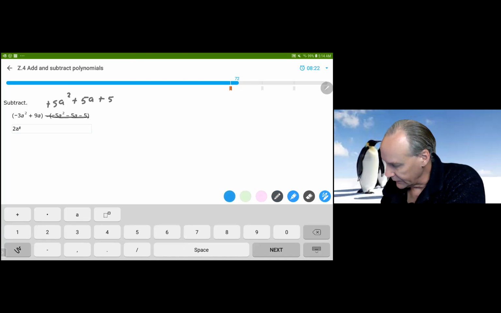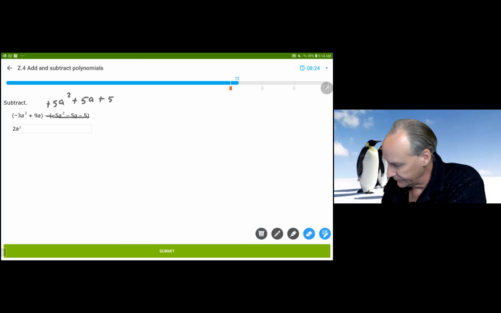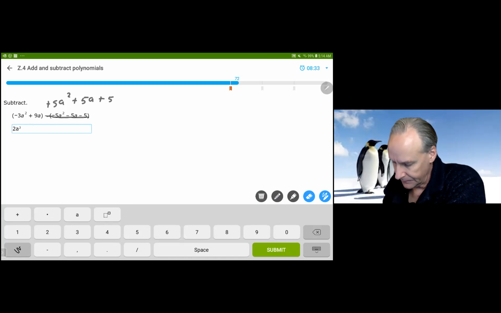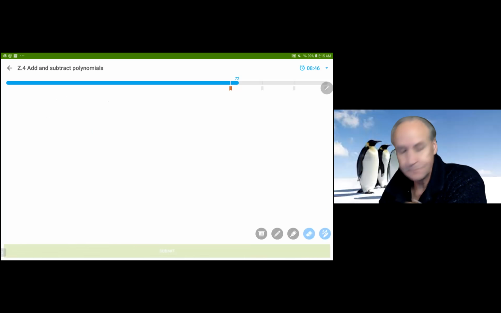I really need to get rid of these. Let me get rid of these. There we go. Okay. I'll just keep my eraser. I have a 2a squared, and then I have a 14a. And we just have a plus 5. That's it. Looks like that's all. The 5a squared minus 3a squared is 2a squared.